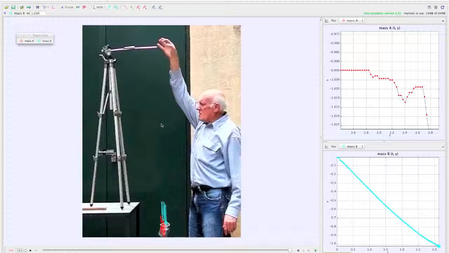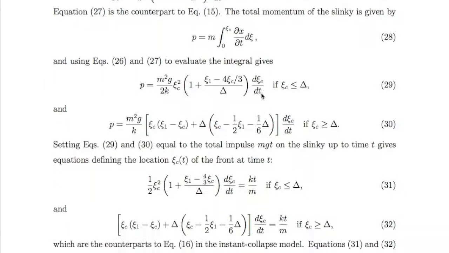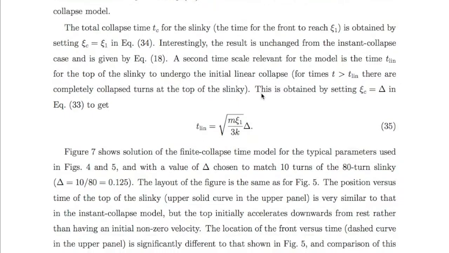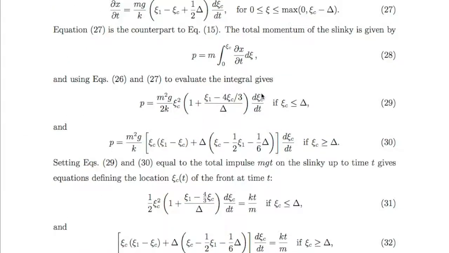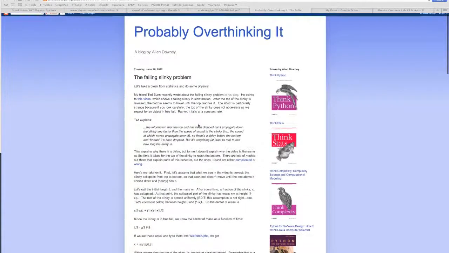How might we go about analyzing the slinky further? The modeling of the slinky is quite complicated, and many research papers have been written on the topic. And their models use very high-level math, which I must confess to not understanding. I am using a simplified version of the model by Alan B. Downey, who gives us a way to model the velocity of the top of the slinky.